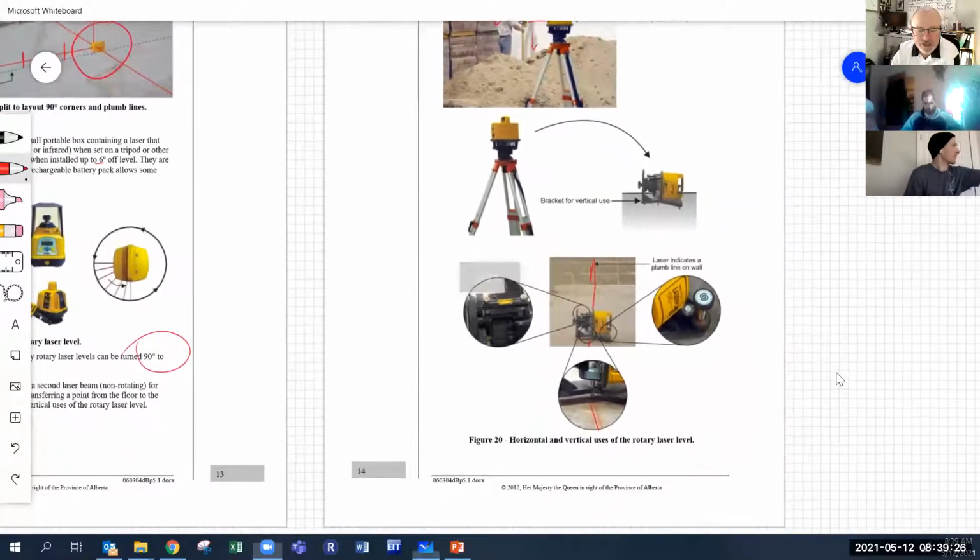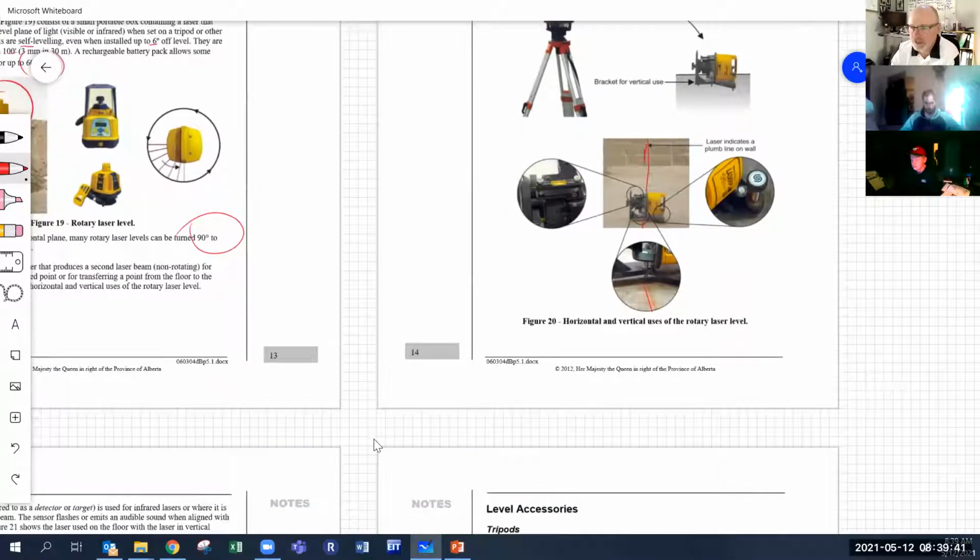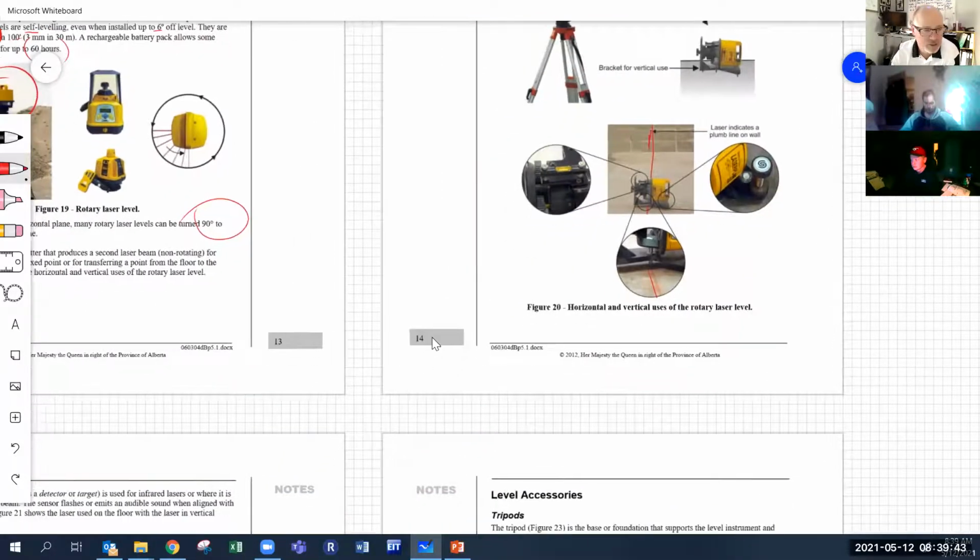So there's laser levels. They help us all the time. Has anybody used these laser levels? Anybody? Yeah, I use them a ton. Yeah, some people use them a lot. And quite frankly, they can be super beneficial to us. I mean, they really can. They really work well.